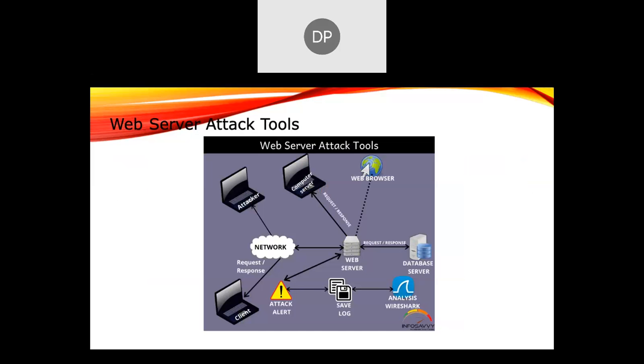So now we are seeing some other web server attack tools. So what happens in a web server? There is a web server. There is a database server associated with it. There are computer servers. There are attackers. There are clients. There is a request and response between client and web server. There is an attacker. They try to become a client and they try to attack it. There is a web browser. We can also detect an attack based on analyzing the Wireshark packets.